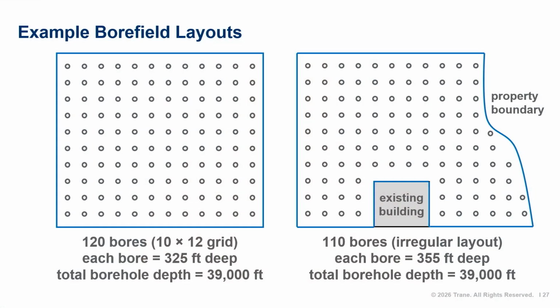Some projects may have physical space constraints, such as buildings or property lines, which limit the number of possible boreholes. Even if the bores are not in a grid, we can still approximate the required depth for each bore by using the total bore depth result along with the number of bores that fit in that space. Some of the geothermal software packages can handle irregular borehole layouts like this.